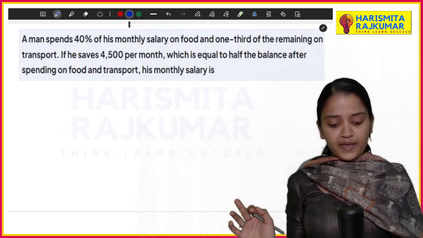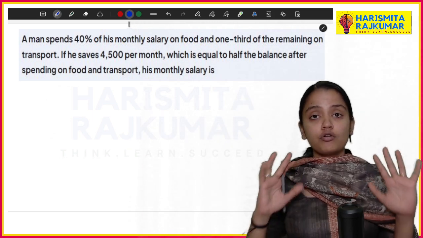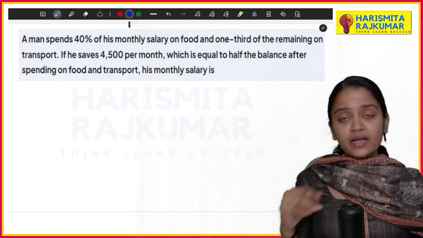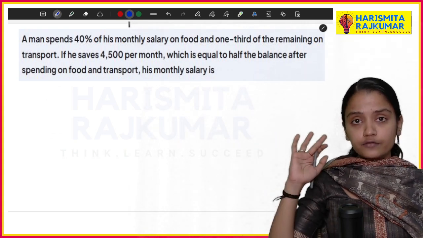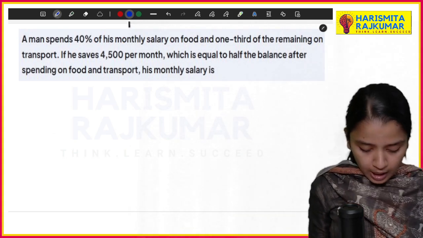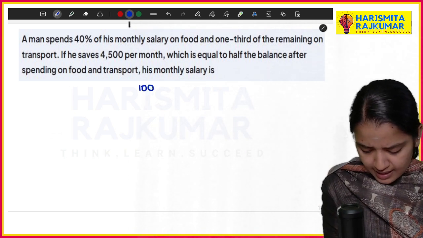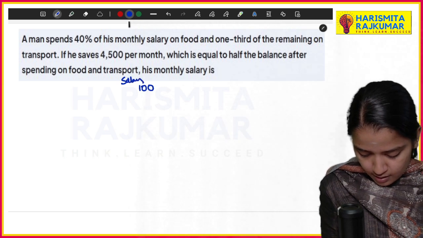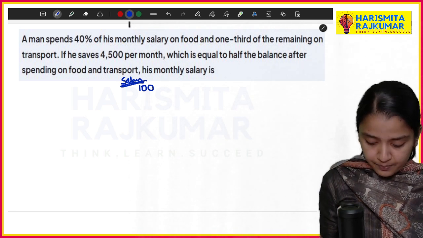A man spends 40% of his salary on food. So his salary, he spent 40% on food and 1/3 of the remaining on transport. So first you have a salary. Let us assume 100 as his salary. So this is his salary, let me say 100 percentage.